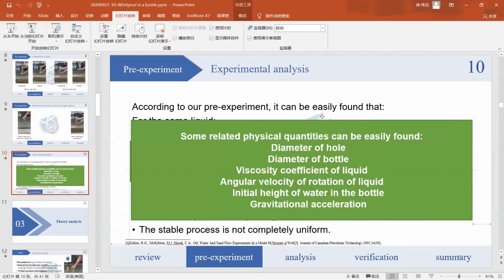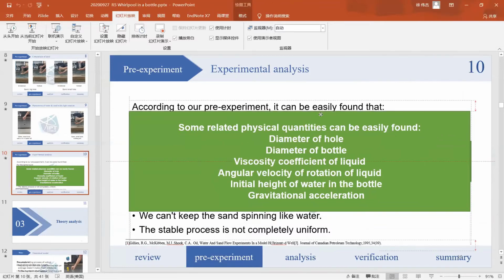Yeah, and in the clarify, someone asked me about the angular velocity. I have taken it into consideration, but our facilities cannot provide the accuracy of our experiment for the angular velocity. So I want to ask how you measure the angular velocity of the rotation of liquid, and how do you make the accuracy of it?